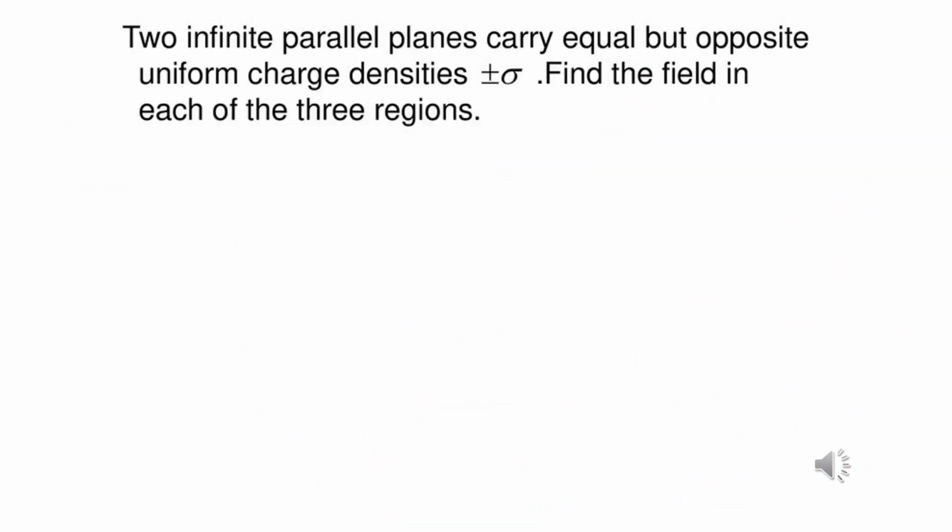Now we have an example where two parallel plates carry equal and opposite charge. Suppose this plate has plus sigma charge distributed on it, and this plate has minus sigma charge, and we have to find the electric field in these three regions. The first region is to the left of both plates, the second region is in between the two plates, and the third region is to the right of both plates.